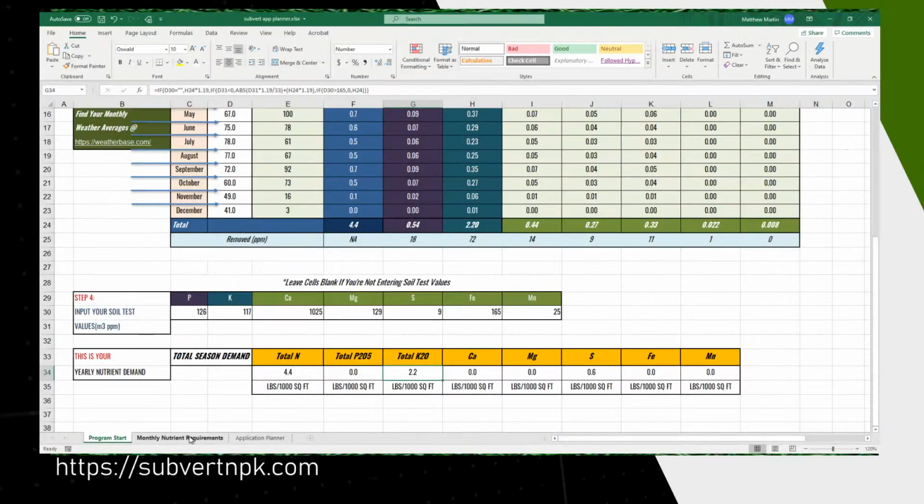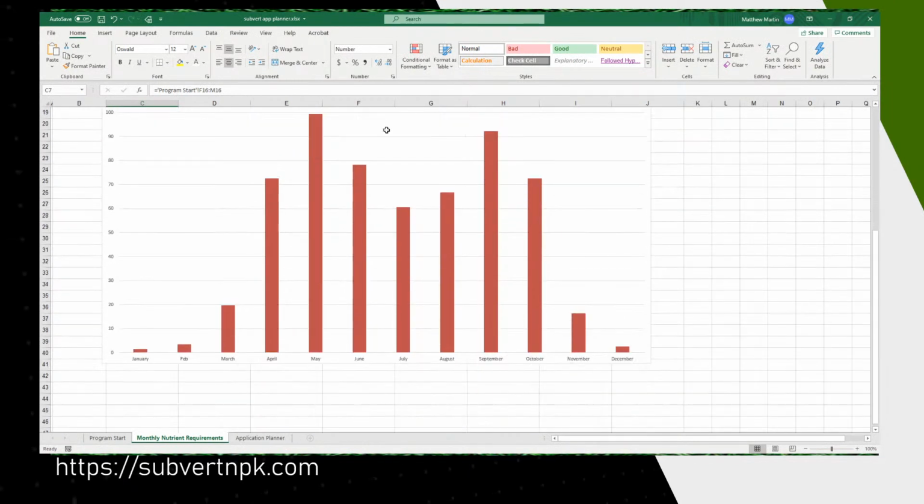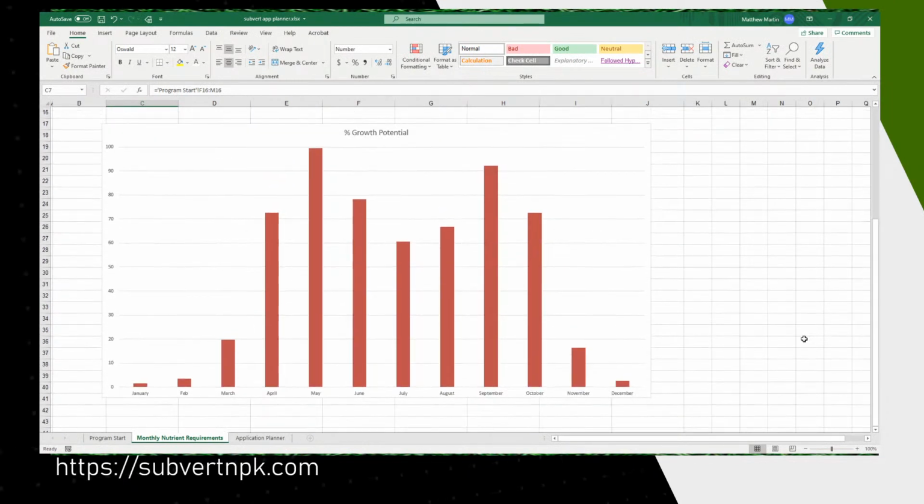If you fail to apply 2.2 pounds of K2O, then what will end up happening is that you will drop your soil test potassium levels in that scenario. Okay, so now we are going to go on to the next page here, and this is just going to basically break it out by month, make it a little bit easier to read, and also give you a visualization of what your growth probability is over your months.